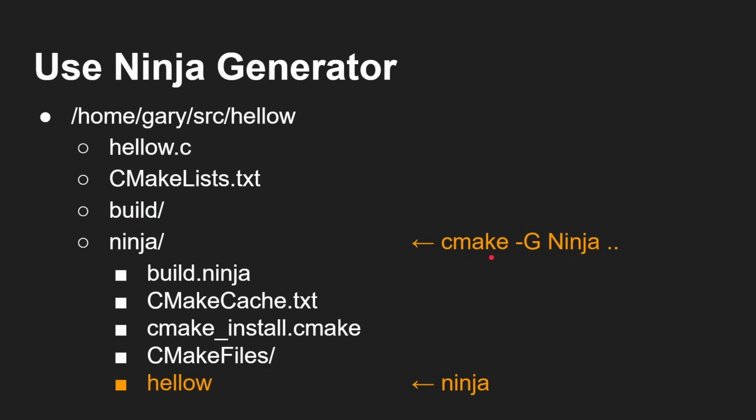If we go into there and run cmake -G for generator Ninja, that means it picks up this one. That will go ahead and create some files, including build.ninja. And then if you run ninja inside that directory, we'll then get the hello world binary built. So this is a different build system, different files, but still created from that same CMakeLists.txt file.